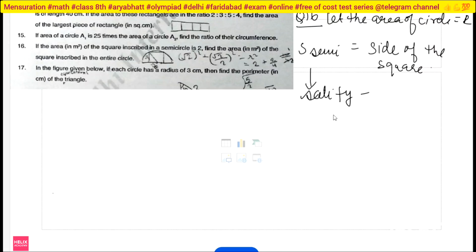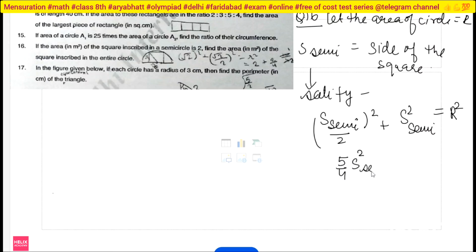Satisfy one condition. What is the condition? That (h semi by 2) whole square plus s square semi is equal to r square. Okay, so by solving this you get 5 by 4 s square semi is equal to r square, or you can say s square semi is equal to 4 by 5 r square, right?